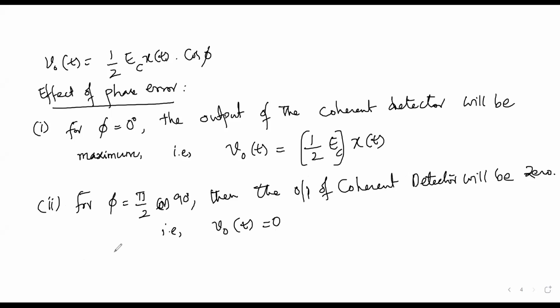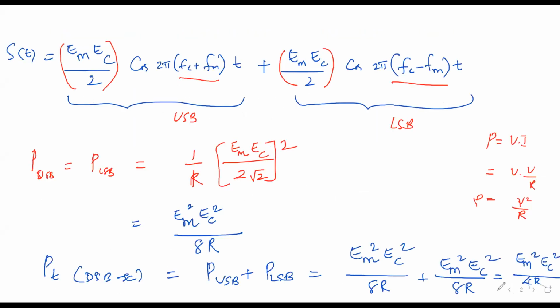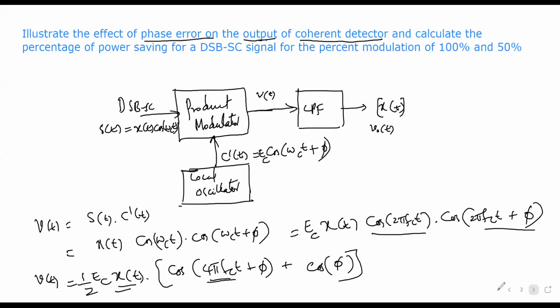Cos 90 is 0, and this is what we are calling as quadrature null effect, right? So this is the effect of phase error on the output of the coherent detector. We have considered the maximum and minimum values. So this is what you can write when this question is asked.